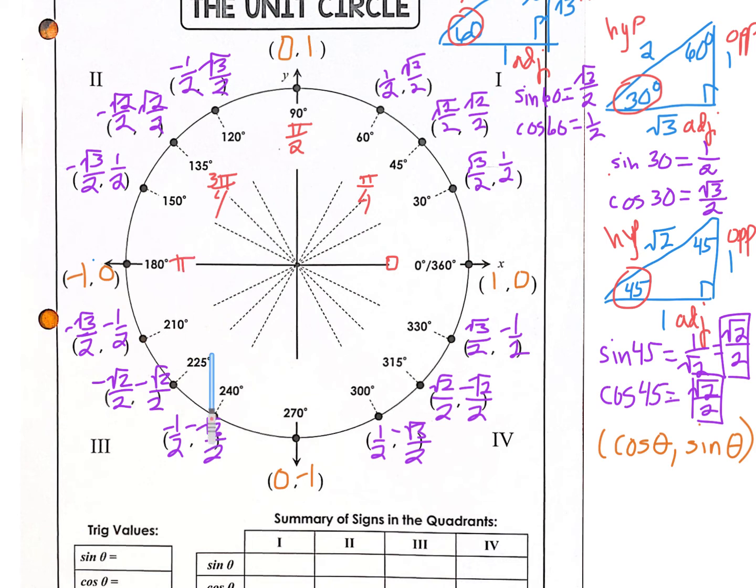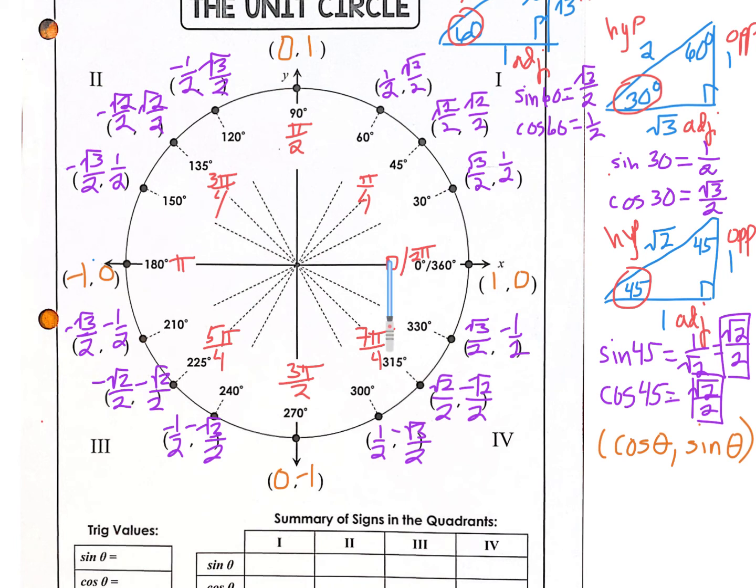And then 5/4 would be here at 225. So that does not reduce. 5 pi over 4. And then 6 pi over 4 reduces to 3 pi over 2. And then 7 pi over 4 does not reduce. And then finally 8 pi over 4 reduces to 2 pi. So that's 2 pi. So that's our quarters.